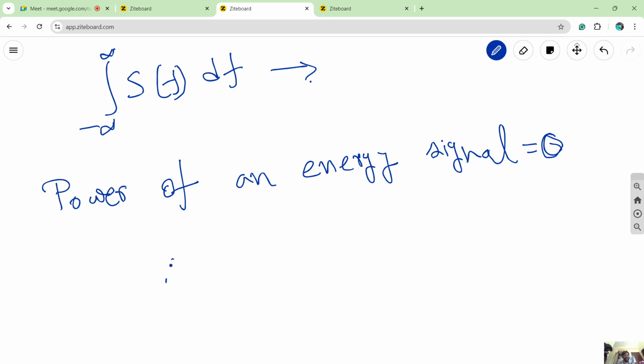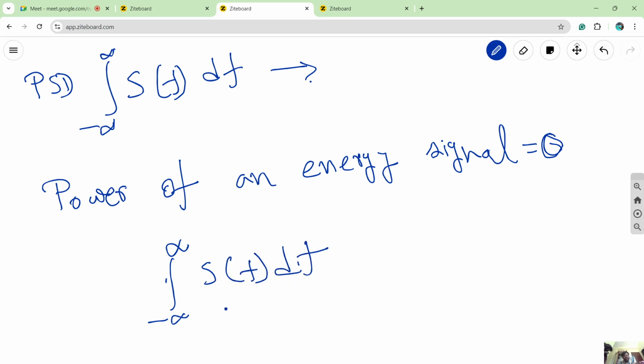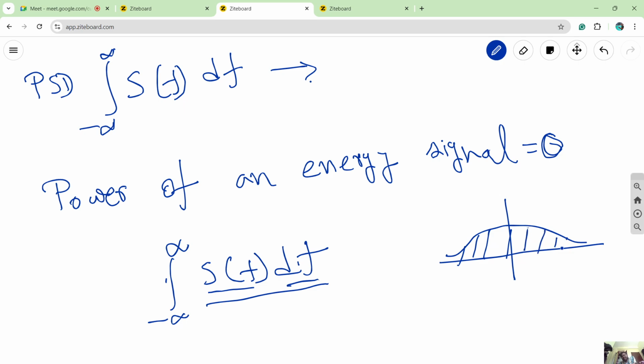So if we calculate this term, the power spectrum, this is PSD, S(f) df, what will it be? It is actually the power spectral density over all the frequencies. Suppose the PSD is like this. If we calculate the area under this curve, the density, that will give us the total power.